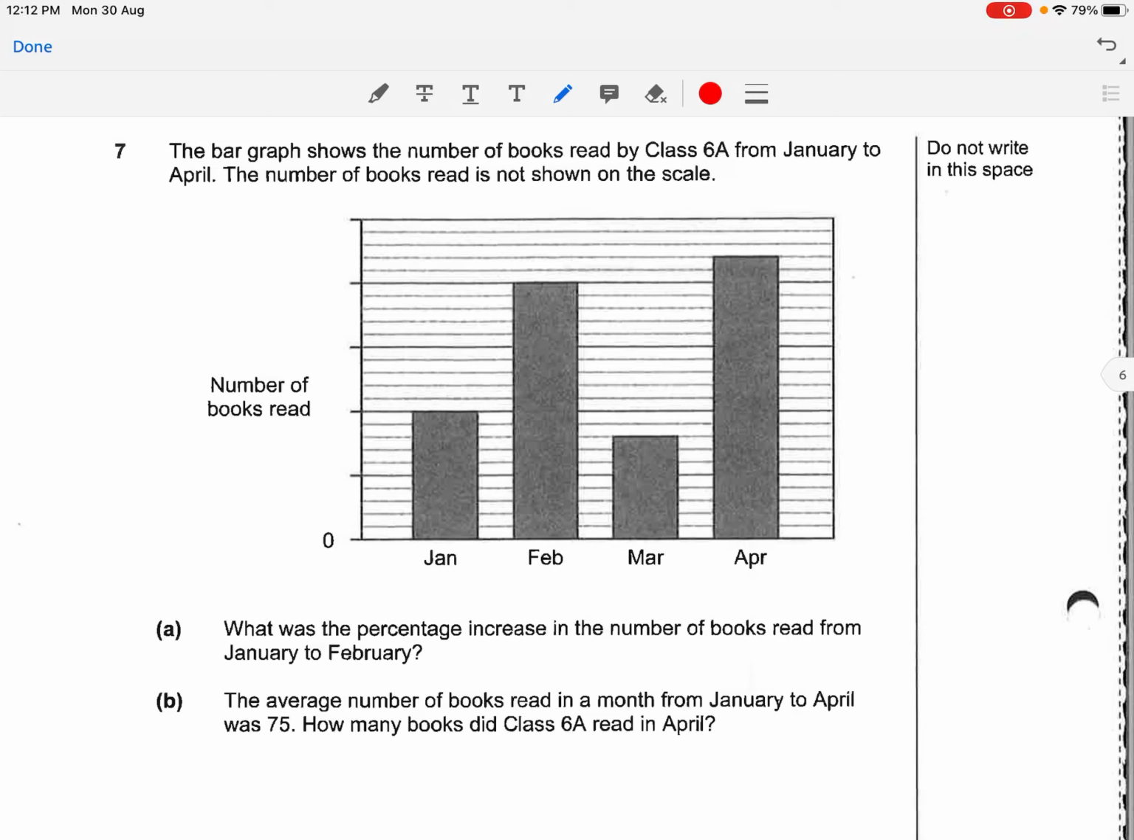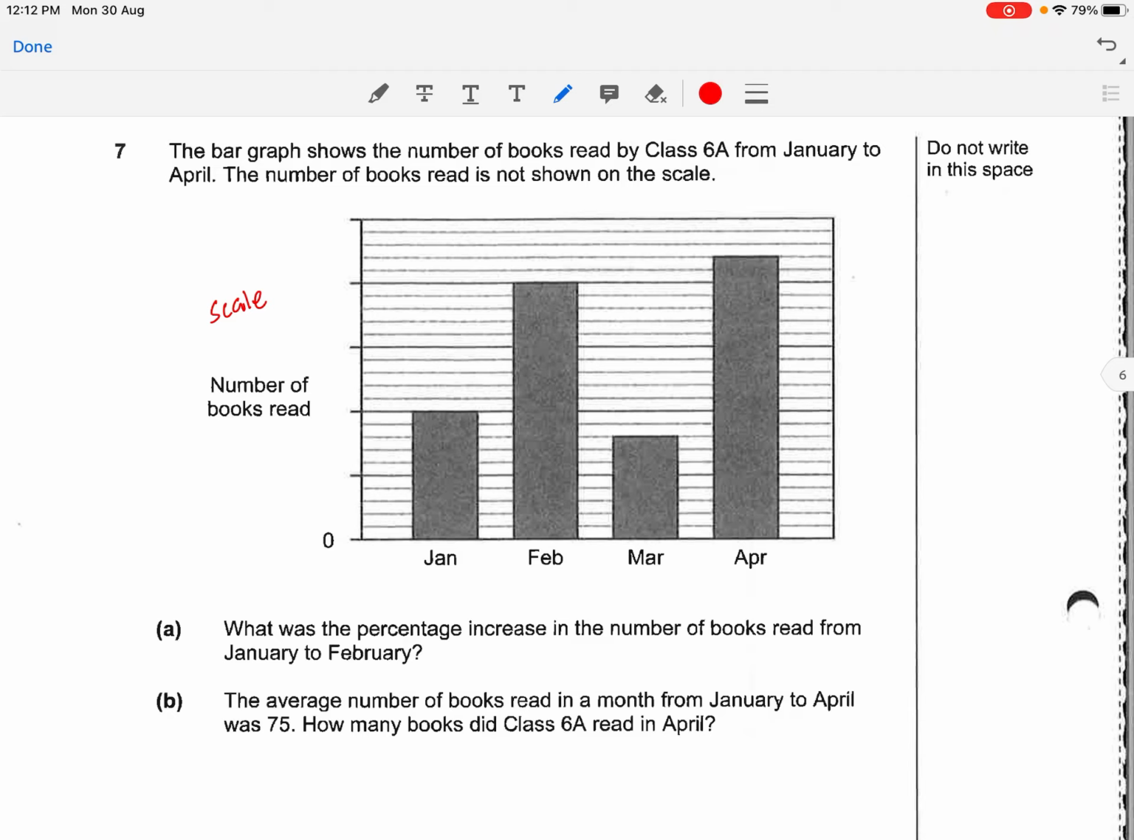Question 7, the bar graph shows the number of books read by class A from January to April. The number of books read is not shown on the graph. So the scale here is not given, but they are asking for the percentage increase of books read from January to February. So some of you ask, the question did not give us any scale. How do we get the difference over original?